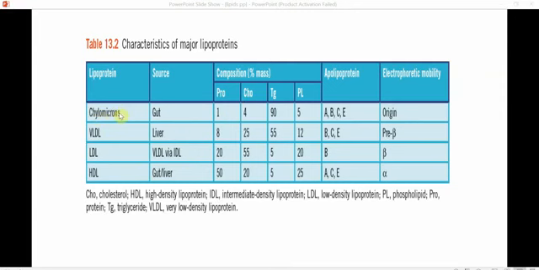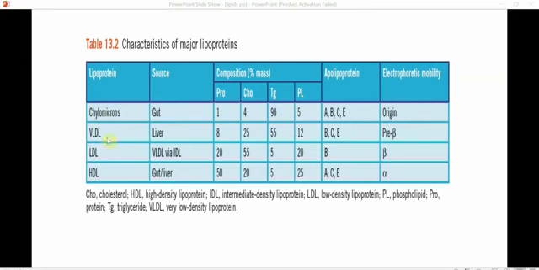which are the least dense and larger in size, determined by their mass to their size. Protein percentage is only 1%, while the remainder is all lipid, mostly triglyceride. This is for chylomicron.